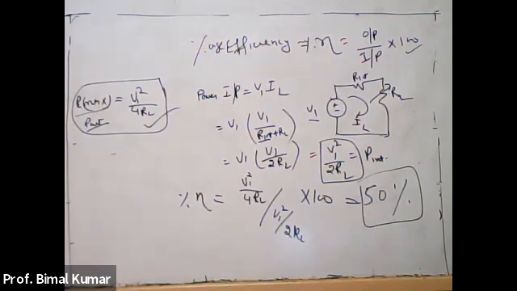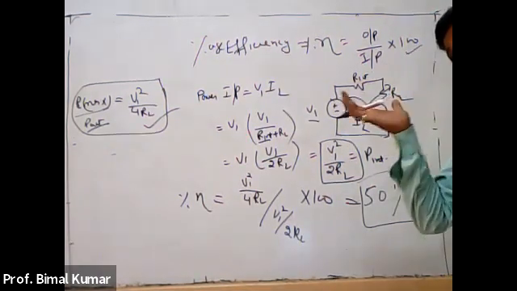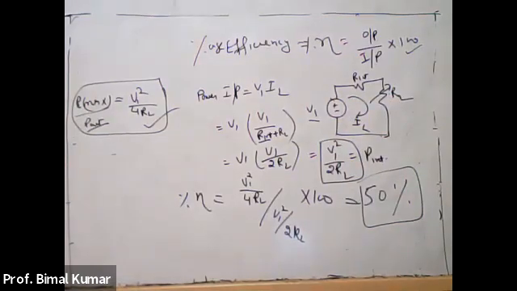So if we are supplying an input of 100 watt of power, then only 50 watt of power will be available across the load resistance. The remaining 50 watt will be consumed across the internal resistance of the source, right? So only 50% of the power will be transferred from the source to the load at the condition of maximum power transfer.